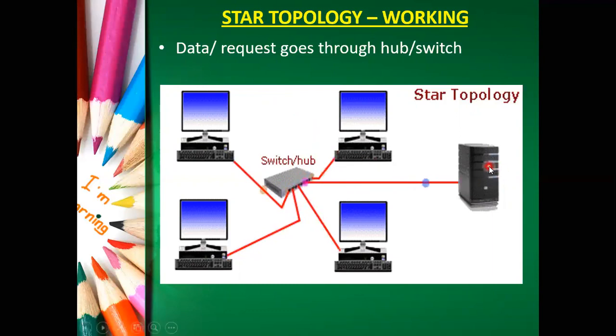Let's say a server computer has transferred data for any node. Let's see this node, then it will be passed through the switch or hub. And we already discussed that if there is a hub at the central point, then it will broadcast data to all the nodes which are connected in this network. Otherwise, if a switch is used, then the switch will send or transfer data to the specific computer on the network.